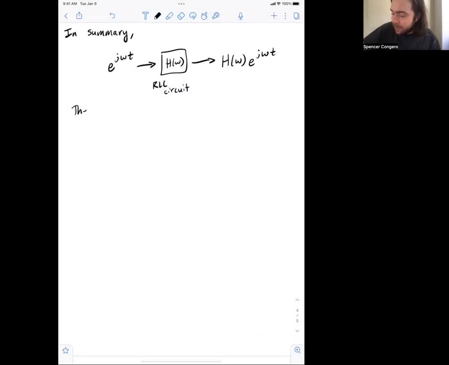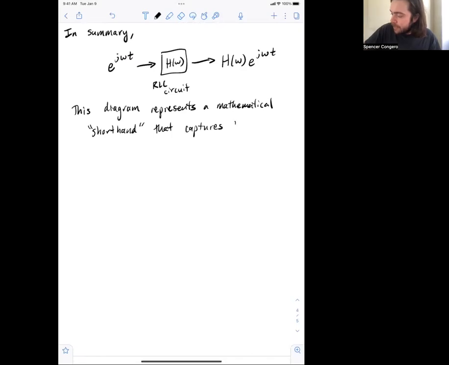So let me just describe it a little bit. This diagram represents a mathematical shorthand, as they say. We're combining two things in one. This is a shorthand that captures the two input-output relations that we derived above.